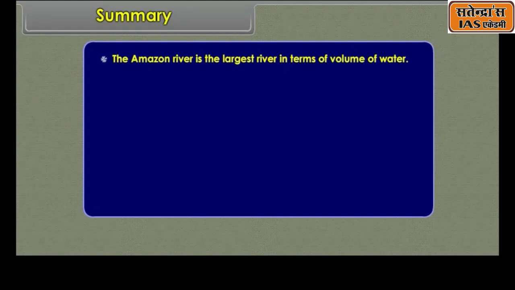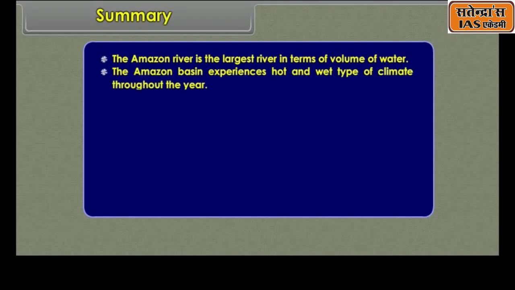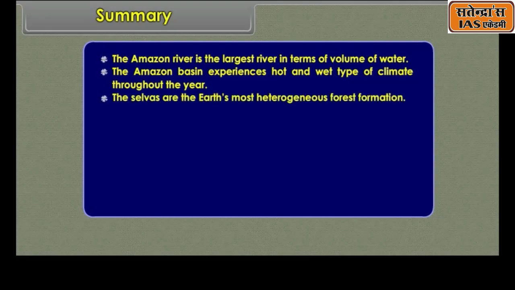Summary. The Amazon River is the largest river in terms of volume of water. The Amazon basin experiences hot and wet type of climate throughout the year. The selvas are the earth's most heterogeneous forest formation.